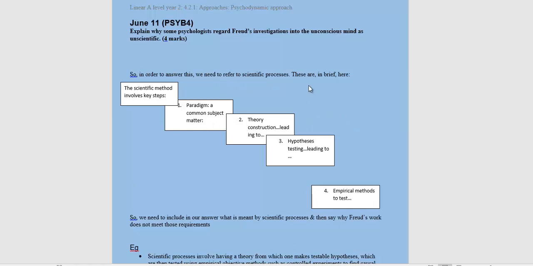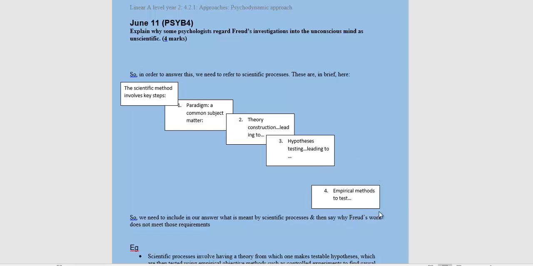So what you first need to know are the basics of the scientific method. The scientific method involves key steps. Step 1 is having a common subject matter we call a paradigm. Step 2 leads into a specific theory, which we would then test with operationalized hypotheses. Remember, hypotheses are predictions about what you're expecting to find. We then test those using empirical methods, open to public scrutiny.